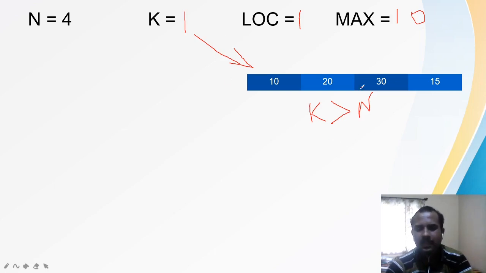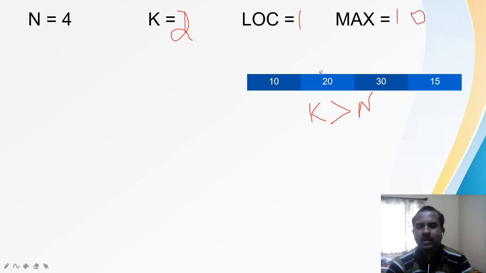Whether k is greater than n, k is 1 and n is 4. Okay, so what can I do? I can continue the iteration. So what I will do? I will increment k by 1. So k will become 2. That means now k is pointing to the second element, that is 20.